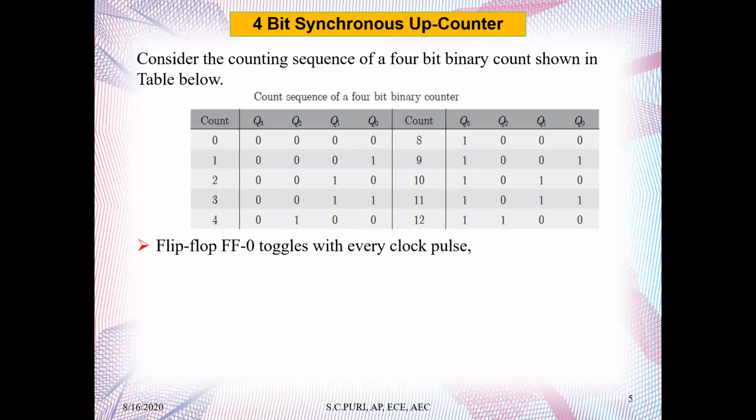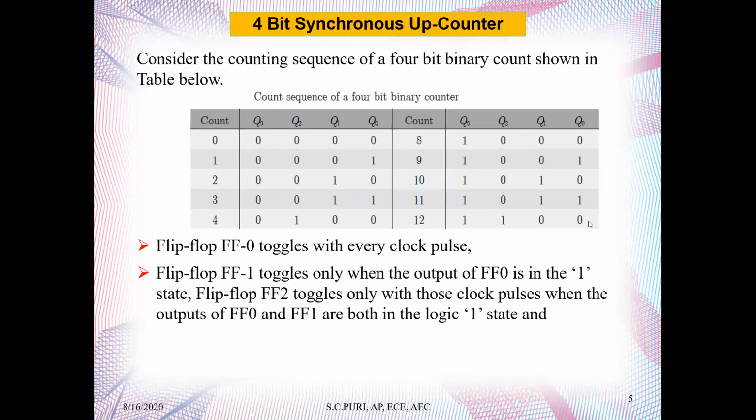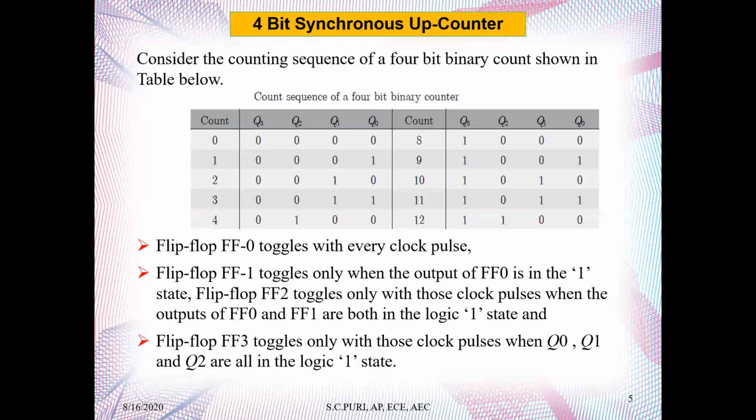Flip-flop 0 toggles with every clock pulse, as you can see here. Flip-flop 1 toggles only when the output of flip-flop 0 is in the 1 state. Flip-flop 2 toggles only with those clock pulses when the outputs of flip-flop 0 and flip-flop 1 are both at logic 1 state. And flip-flop 3 toggles only with those clock pulses when Q0, Q1 and Q2 are all in the logic 1 state.